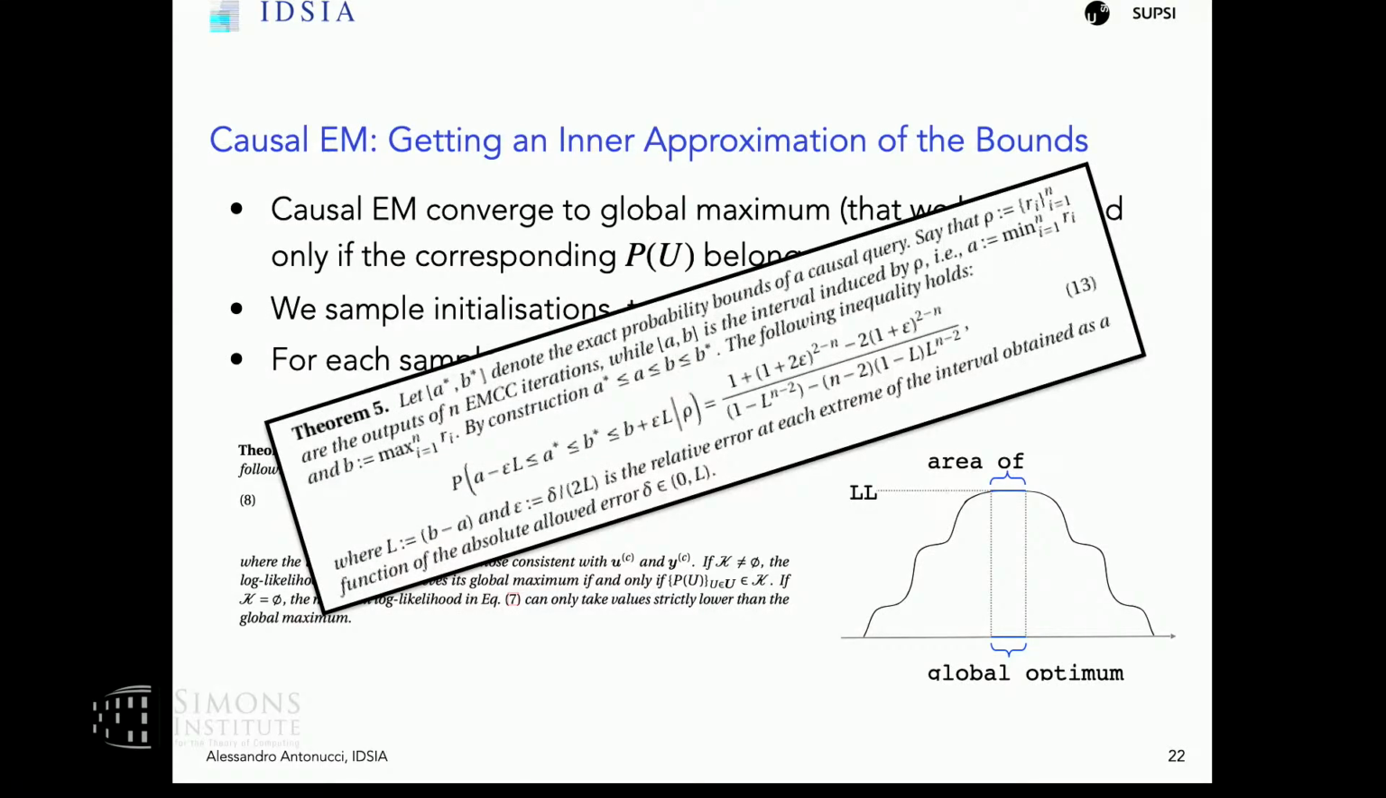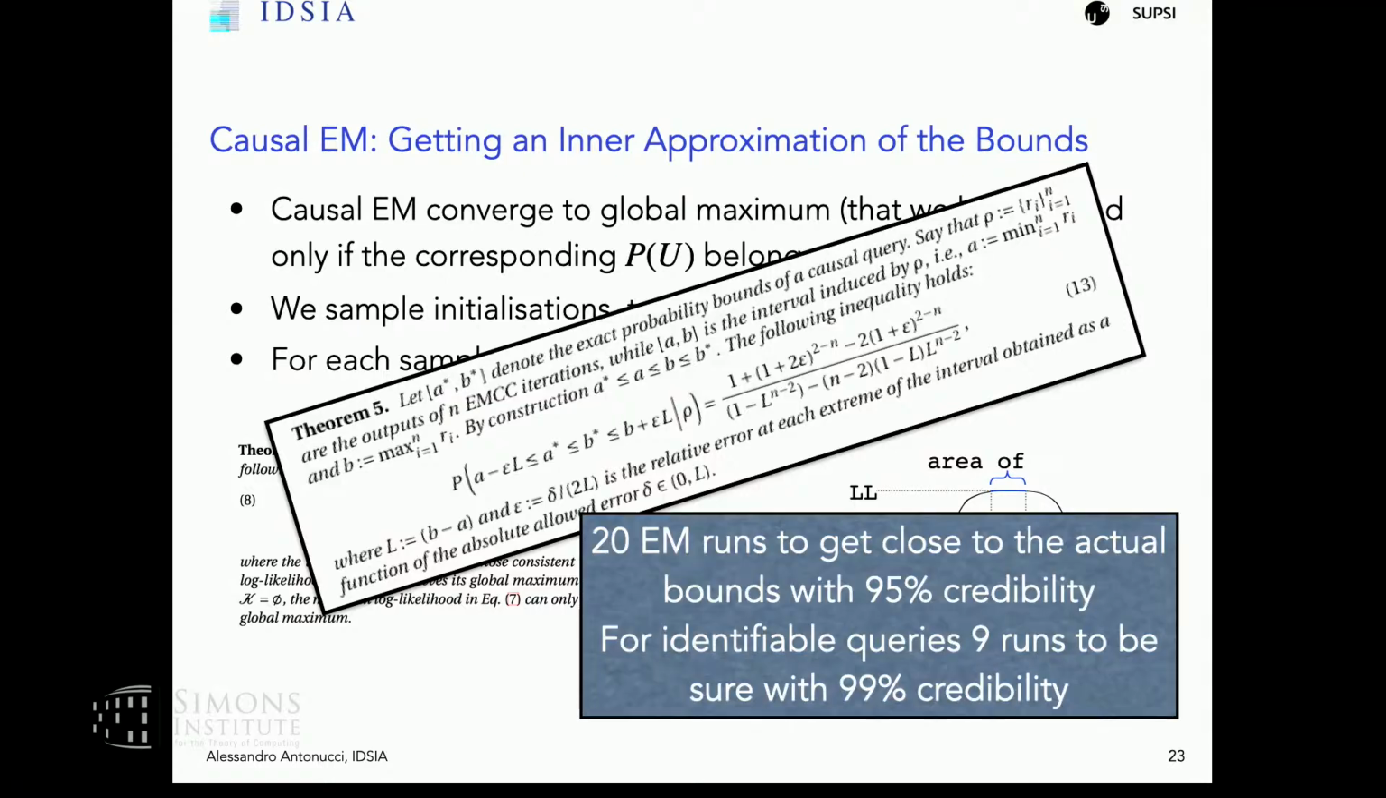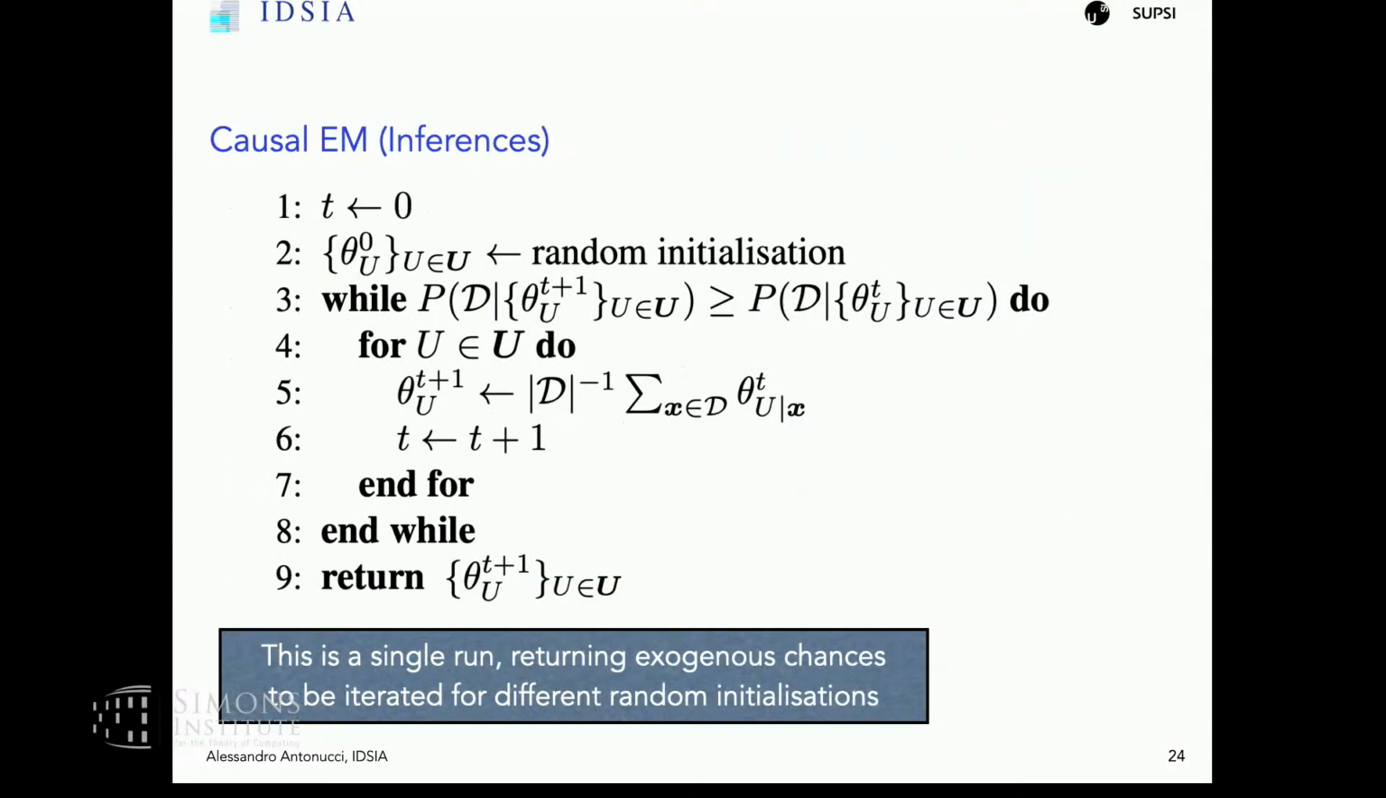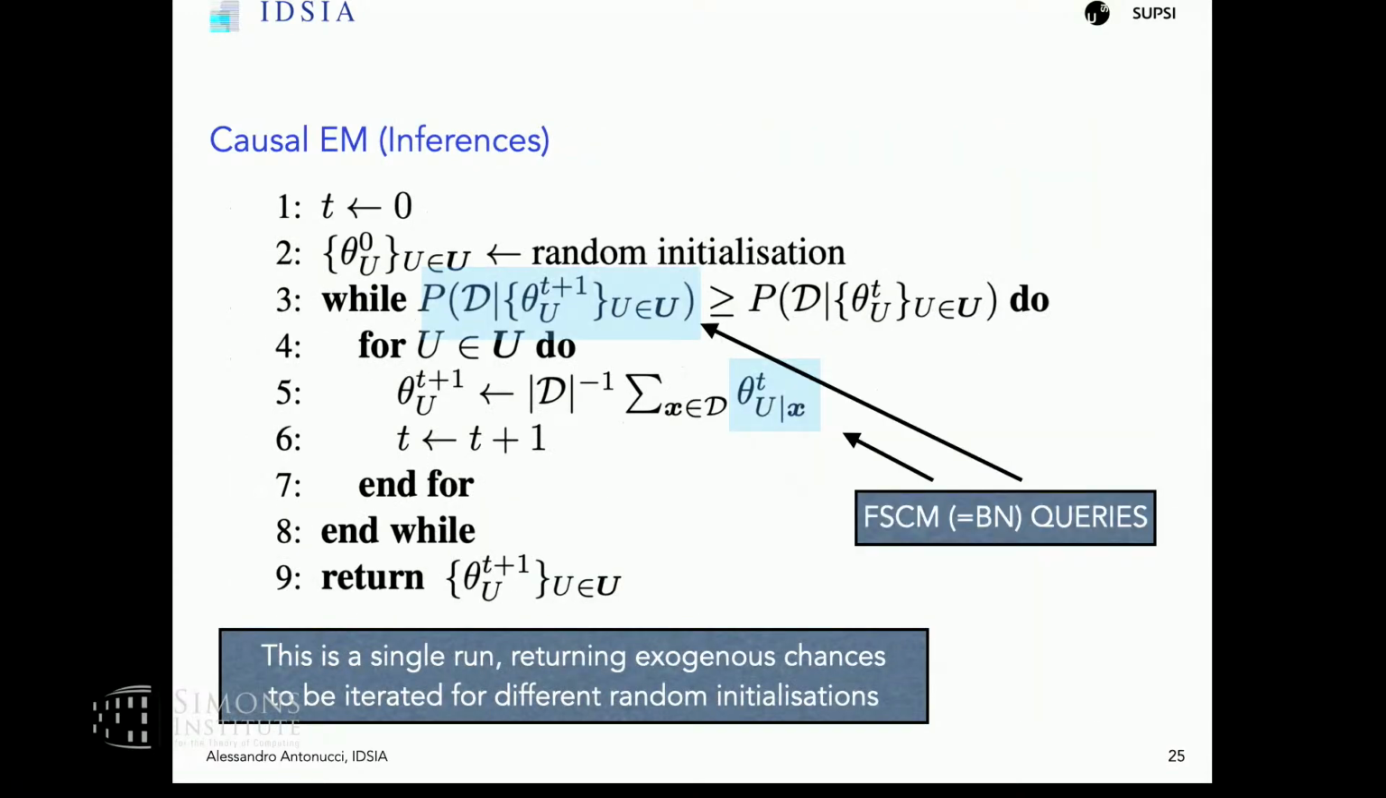I'm not entering the detail. We have credible intervals, and in practice, we can compute a very good inner approximation with a relatively low number of different initializations. This is the algorithm, and my focus is here.